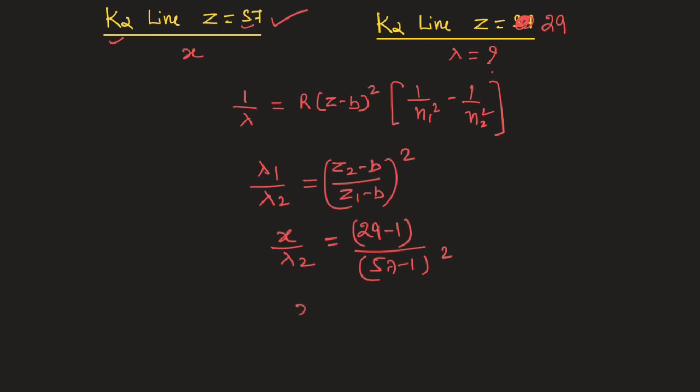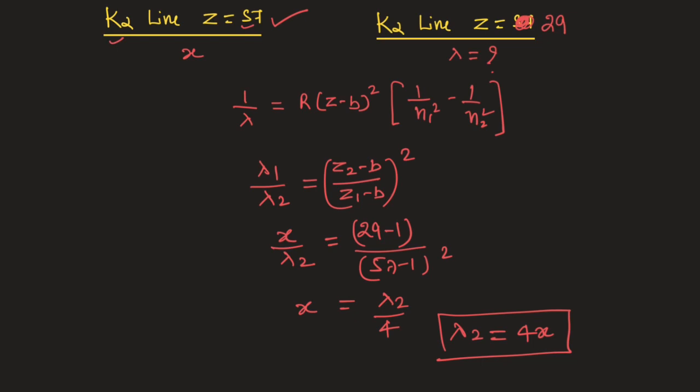So if we solve it, X is equal to lambda 2 divided by 4. It means lambda 2 will be equal to 4x. So this is one numerical based on characteristic X-ray. So let's move forward.